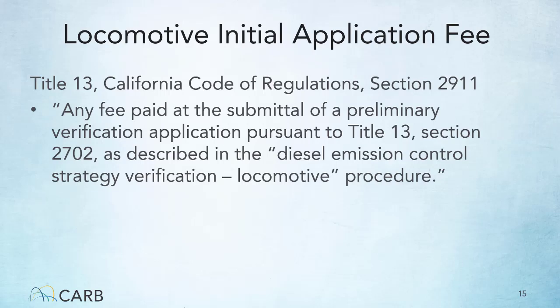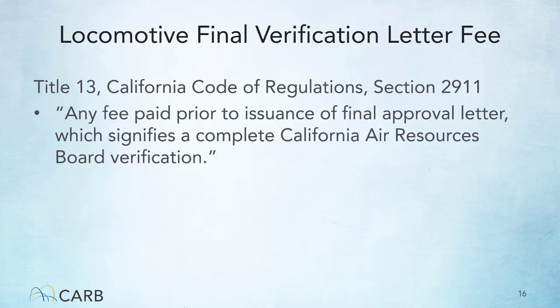According to Title 13 California Code of Regulations, Section 2911, locomotive initial application fee means any fee paid at the submittal of a preliminary verification application, pursuant to Title 13, Section 2702, as described in the Diesel Emission Control Strategy Verification Locomotive Procedure. According to Title 13 California Code of Regulations, Section 2911, locomotive final verification letter fee means any fee paid prior to issuance of final approval letter, which signifies a complete California Air Resources Board verification.